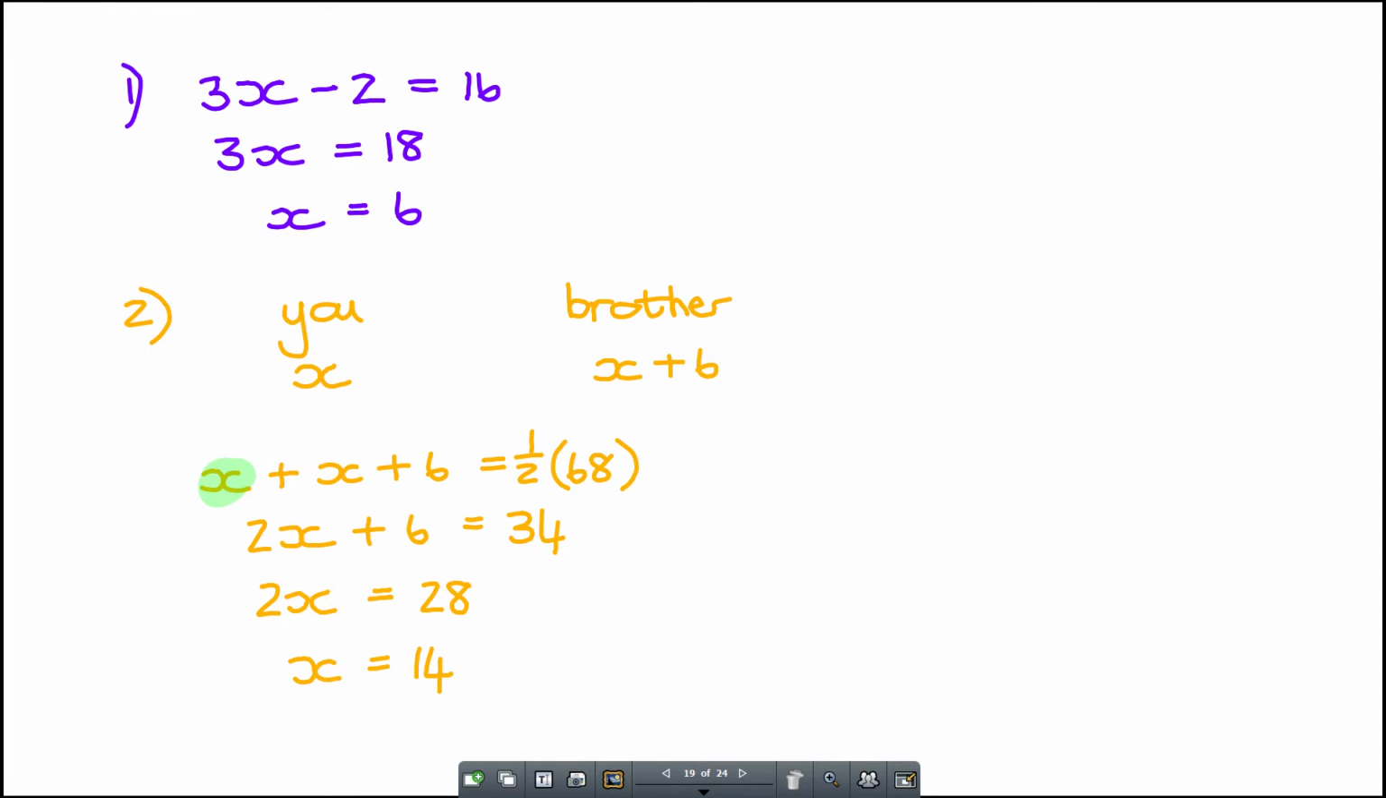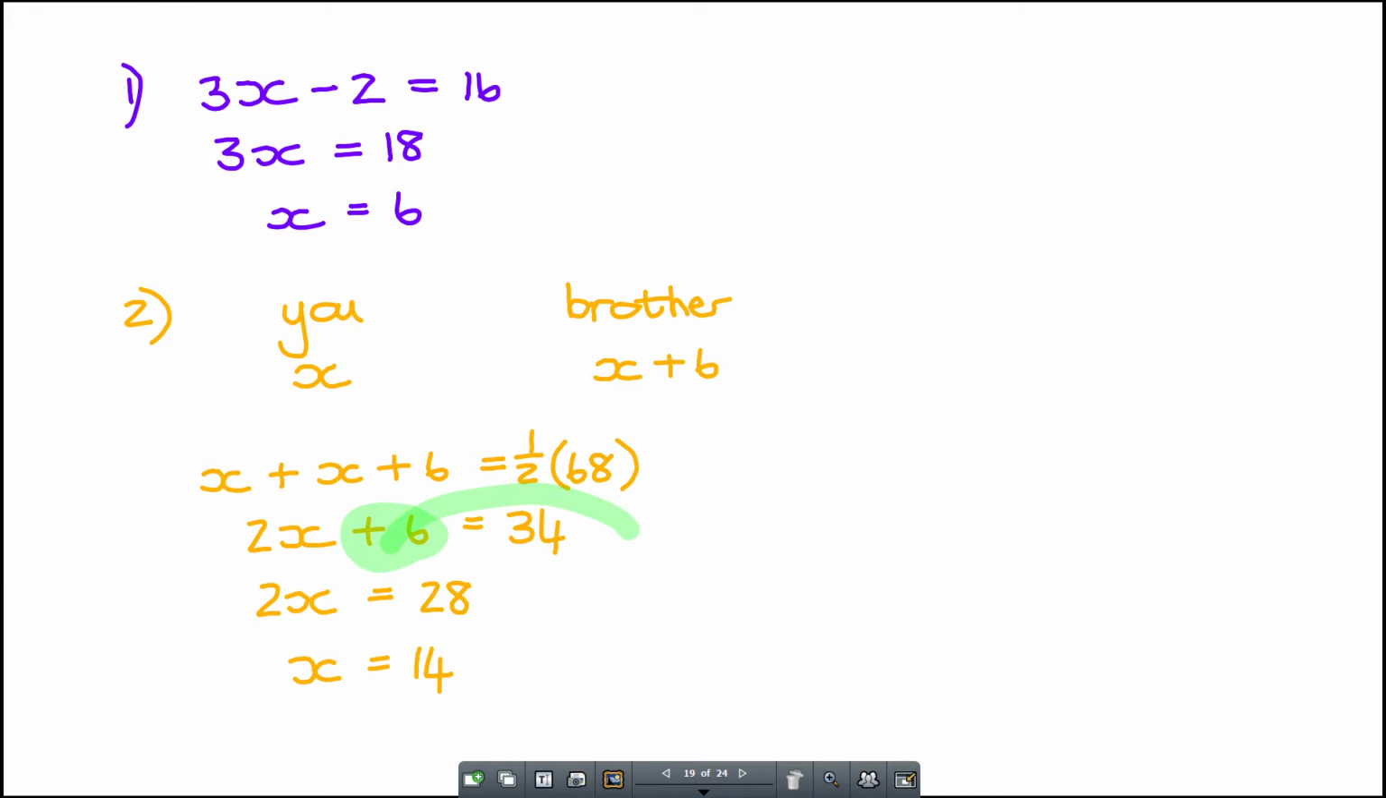Okay, now let's just simplify that equation. The x plus x will give me 2x, and then plus 6, and half of 68 was the 34. Okay, then if I take this plus 6 over, it will become minus 6, and that means it would be 28.